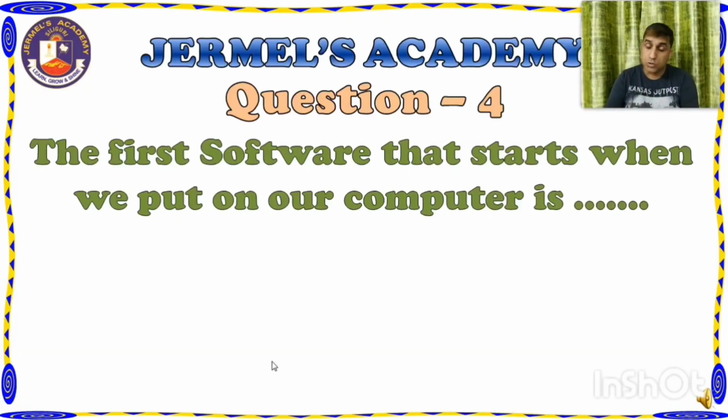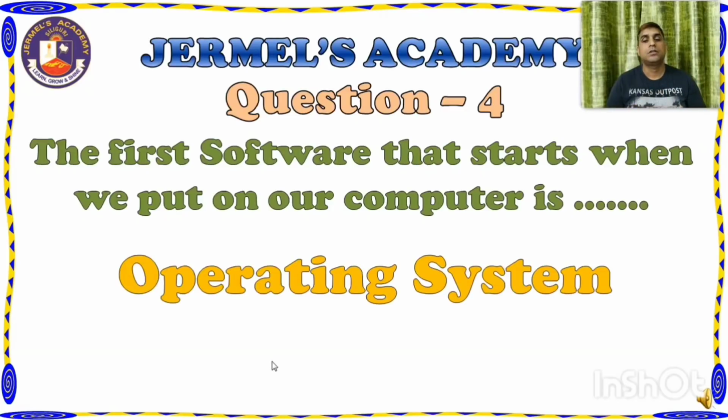So continuing, what is the first software that comes on our screen? I think I've already discussed it in question number 1. And for more reference, please go back to the video of GCR2, computer session 2, and find out what is the first software, the most important software in a computer. It is the operating system, also known as OS.